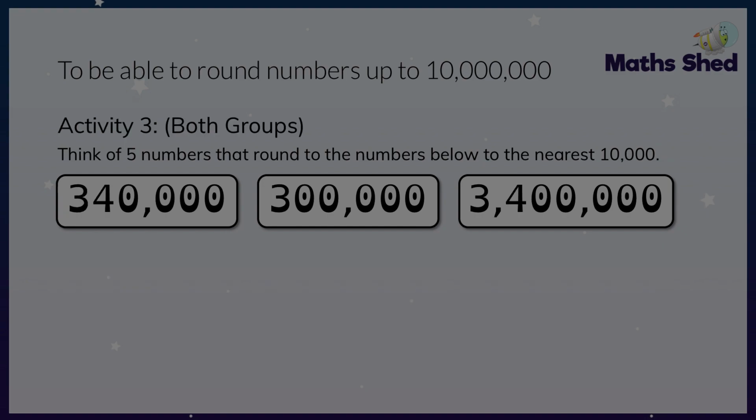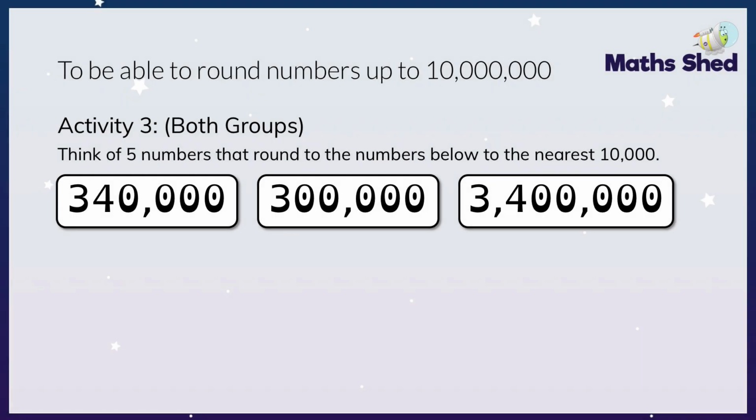So, both groups, bearing in mind that, have a go please. Can you think of 5 numbers for each of these that would round to the nearest 10,000, and that's really important, to the nearest 10,000.